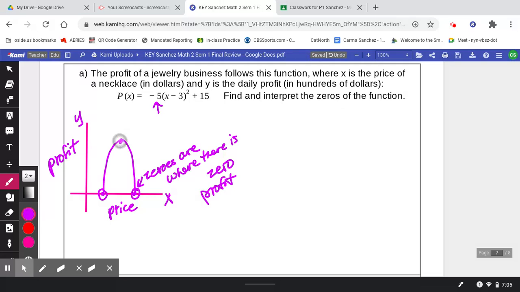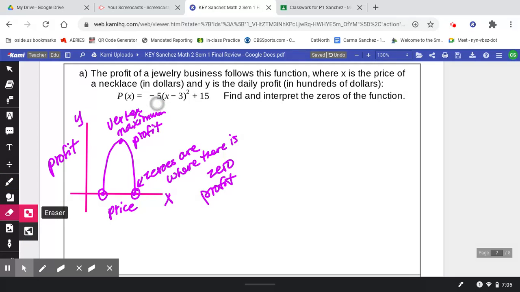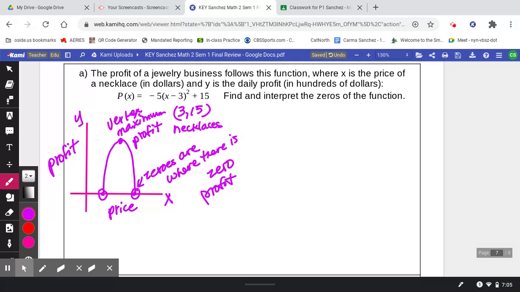And this maximum is the maximum profit, also known as our vertex. So if we were given this format already in vertex form, we can see that the maximum profit is going to be right here at (3, 15). And what does that mean? It means 3 necklaces earn $15 in profit.